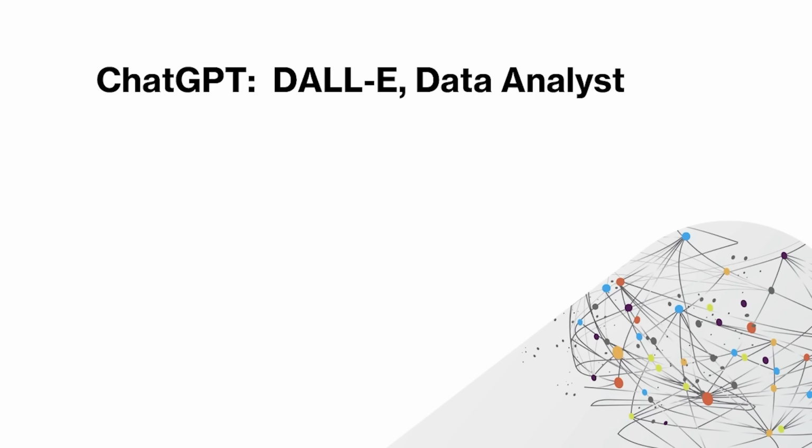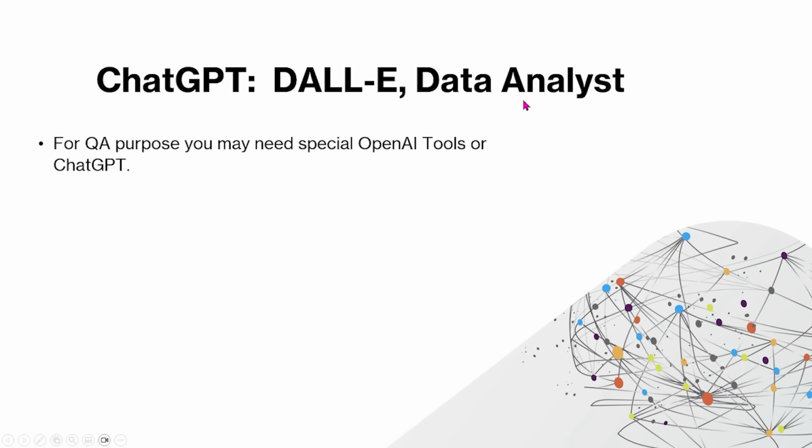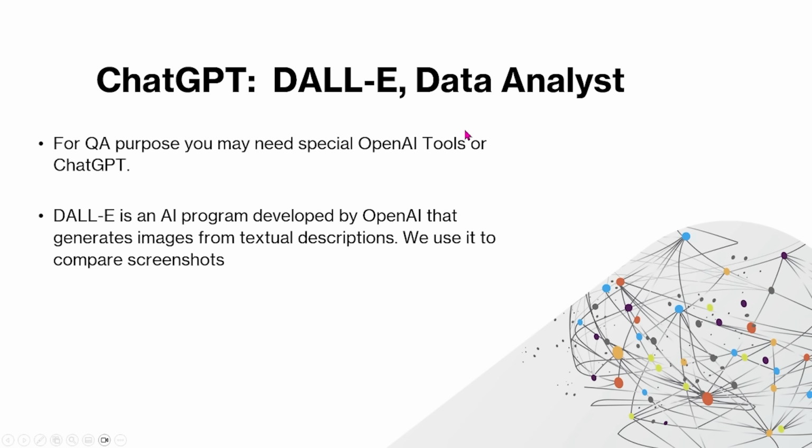In today's video, we're going to talk about using specific tools within ChatGPT. In particular, we're going to talk about the tools DALL-E and Data Analyst. So for QA purposes, sometimes you might need special OpenAI tools or ChatGPT tools. And if you don't know what tools specifically you need to use, you can directly ask ChatGPT, what tools do I need for this kind of analysis? And then it'll tell you what tools to use and give some recommendations. But in this video, we're going to talk about two in particular.